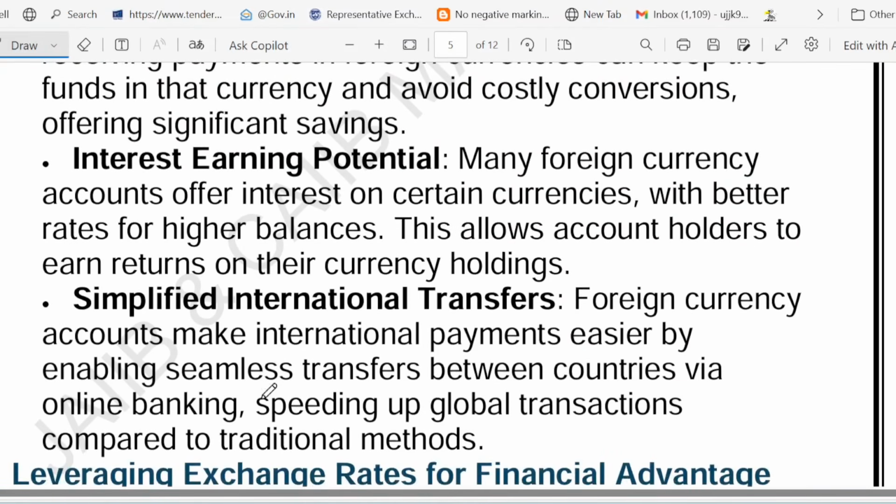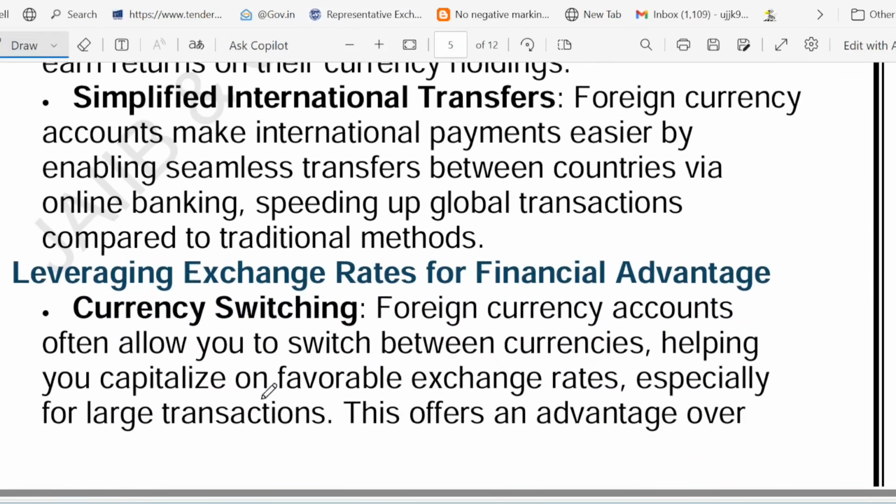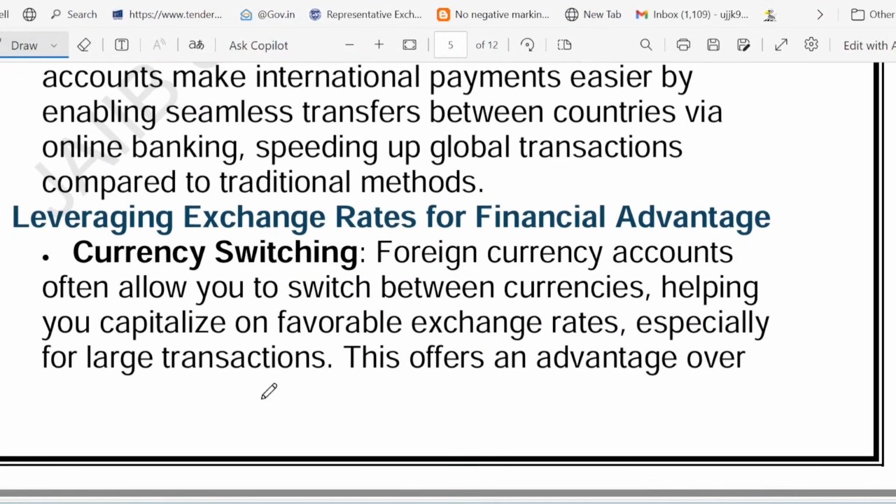Interest earning potential: yes, some currencies pay interest, so your foreign currency grows over time, right? For example, a Singaporean investor holds dollars in their account, and the bank pays 4% annual interest, so $10,000 earns $400 every year for just sitting there. Then we have lightning-fast global payments, right? You can send money abroad instantly without waiting for days and paying high fees. So these are the benefits.